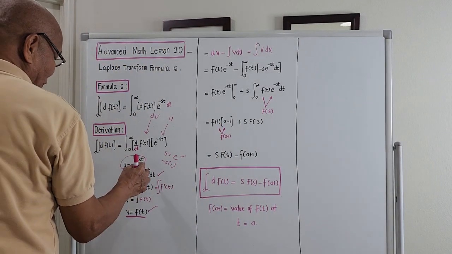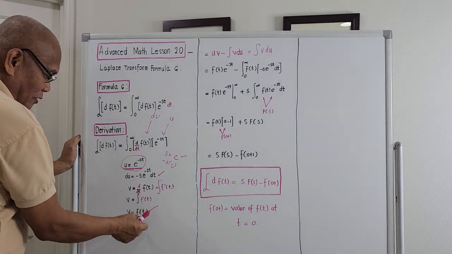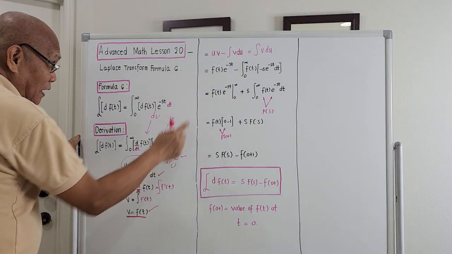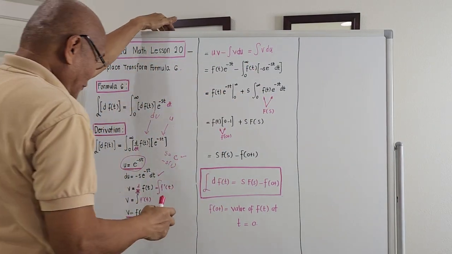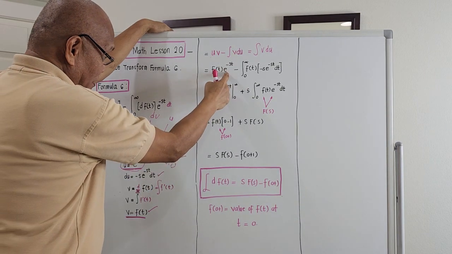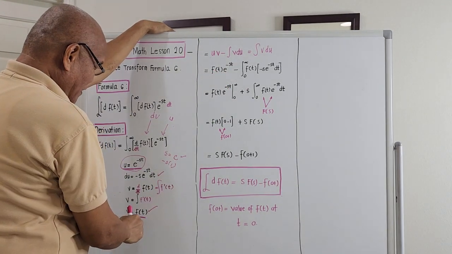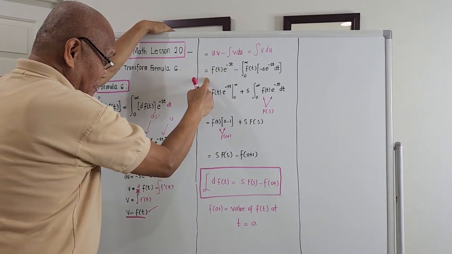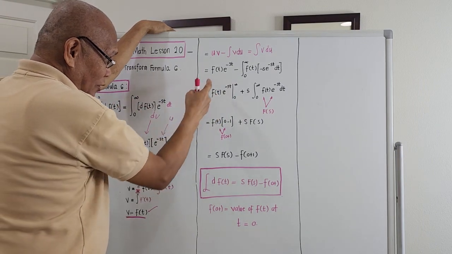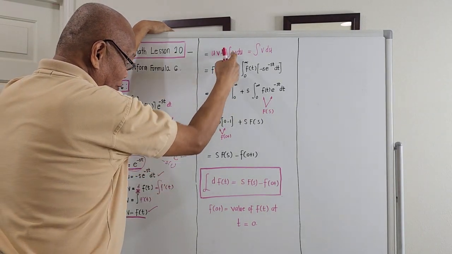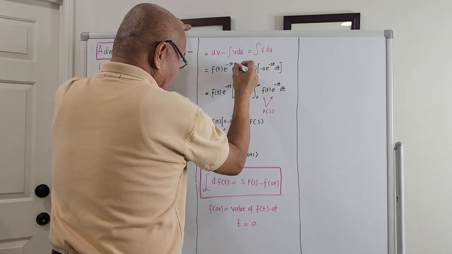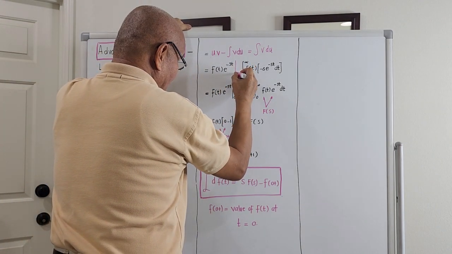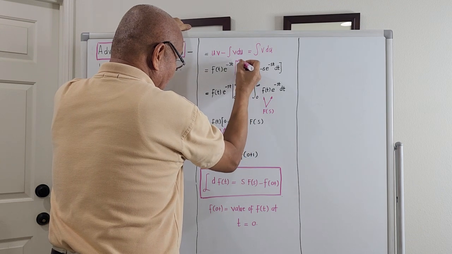So we now know the value of u and we now know the value of b. Following this equation here, we will just substitute. The value of u is actually e raised to minus st, and the value of b is a function of t. So I just rearrange it. It will be function of t times e raised to minus st, with the limit from 0 to infinity.